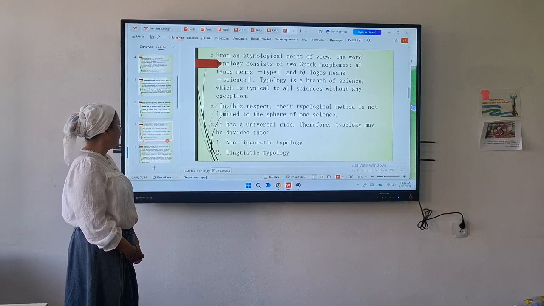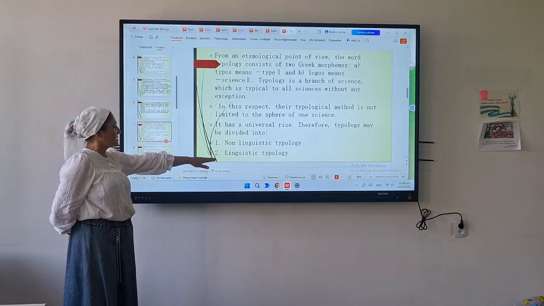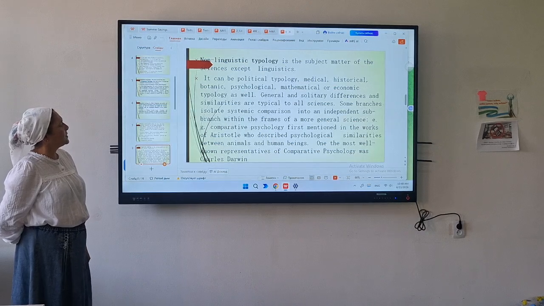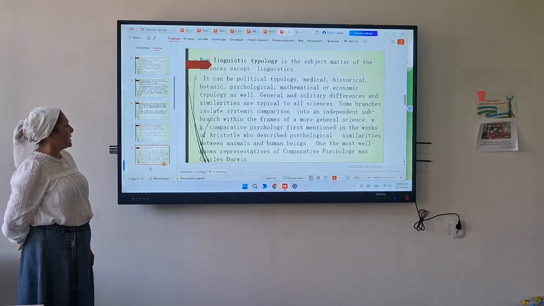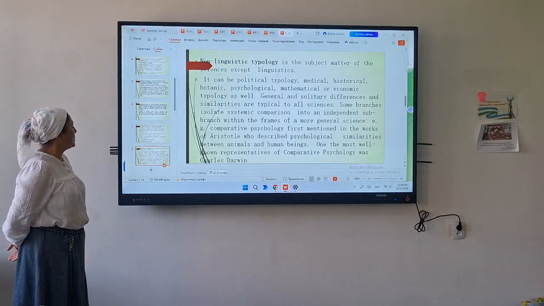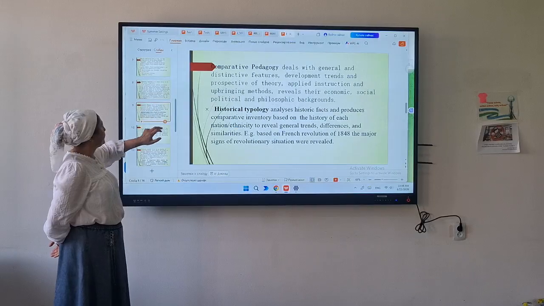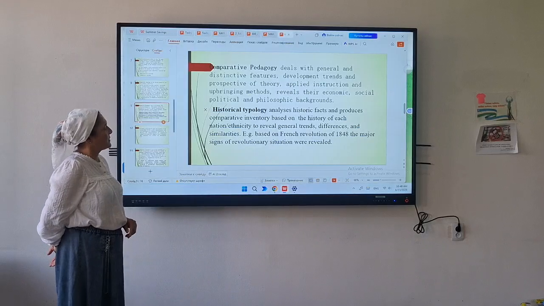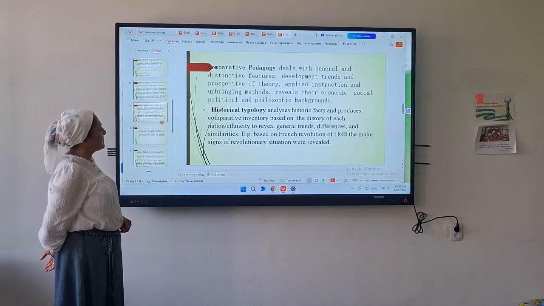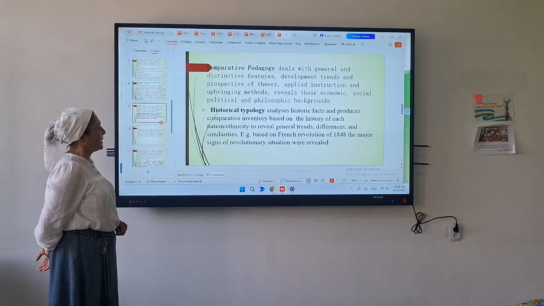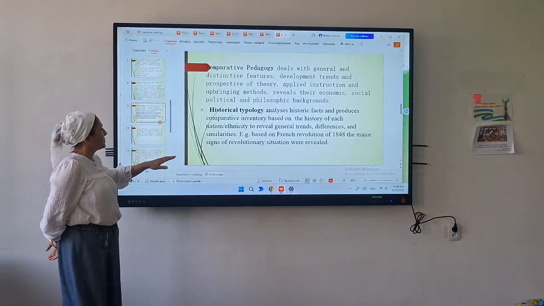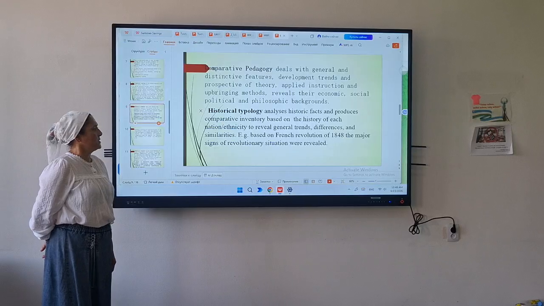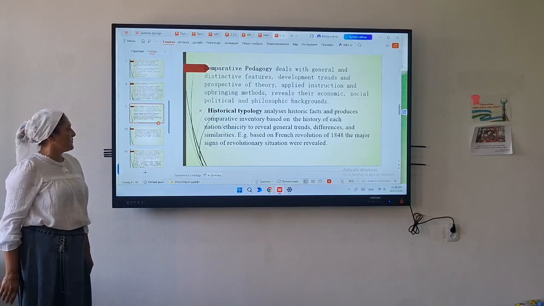Therefore, typology may be divided into, first, non-linguistic typology, and the second one is linguistic typology. Non-linguistic typology is the subject matter of sciences except linguistics. It can be political typology, medical, historical, botanic, and other types of typology except linguistic typology. Comparative pedagogy deals with general and distinctive features, development trends, and perspectives of theory, applied instruction, and upbringing methods, and reveals their economic, social, political, and philosophic backgrounds. And historical typology analyzes historic facts and produces a comparative inventory based on the history of each nation to reveal general trends, differences, and similarities.